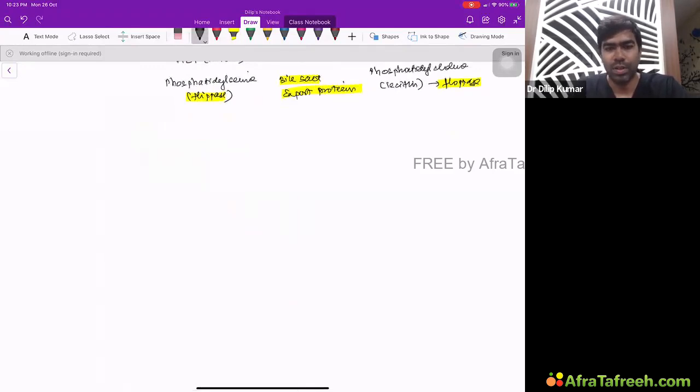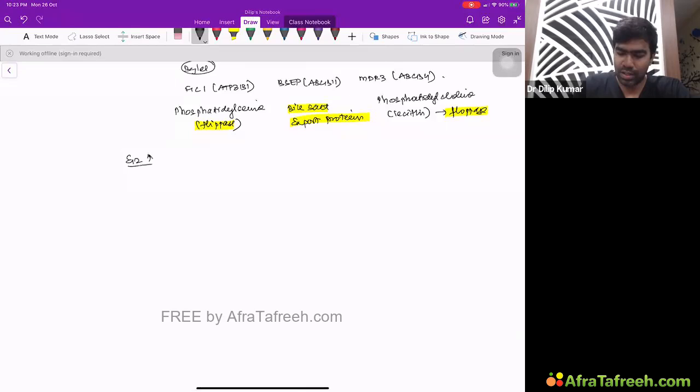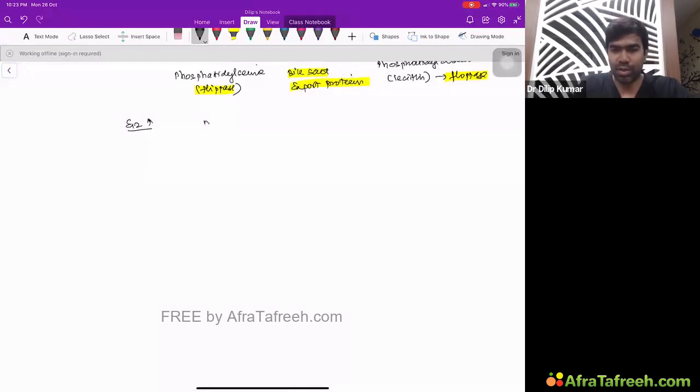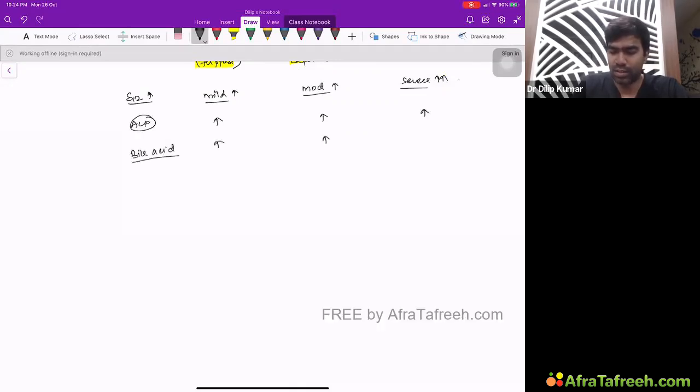So if you talk about enzyme elevation, usually in PFIC type 1 it will be a mild increase, in PFIC type 2 a moderate increase, and in PFIC type 3 a severe increase. What is the enzyme that will be predominantly elevated? That is alkaline phosphatase, elevated in all these 3 disorders: mild, moderate, severe. And bile acid elevation is seen in all these 3 disorders. There is no doubt serum bile acids will be elevated in all of them.